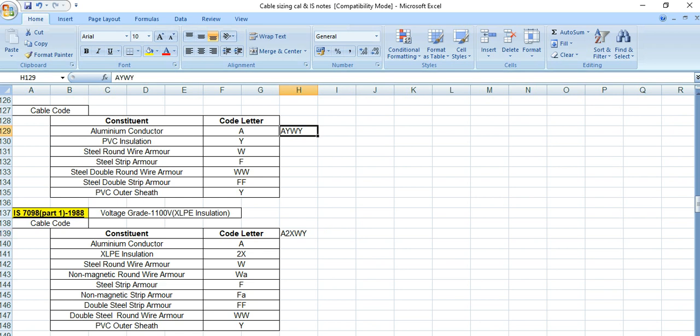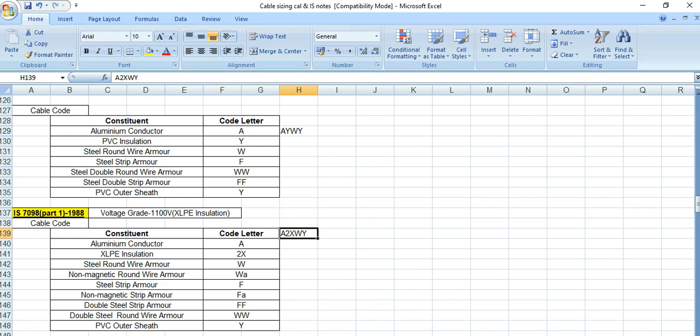So what is the difference between AYWY and A2XWY? The only difference is the insulation. AYWY means it is PVC insulation, and A2XWY means it is XLPE insulation. So this is the basic difference.